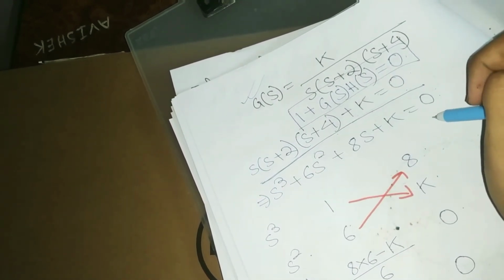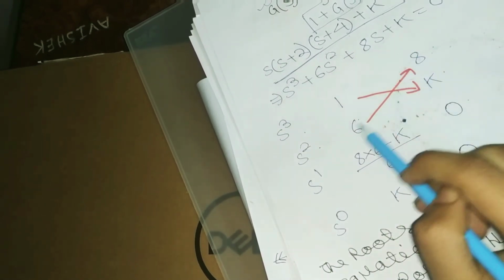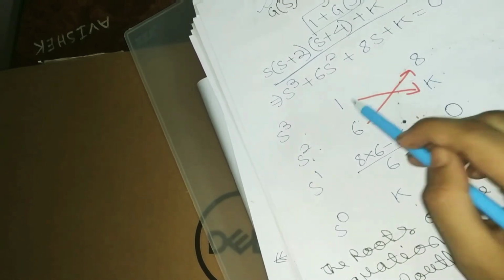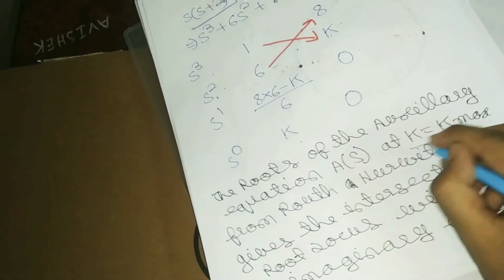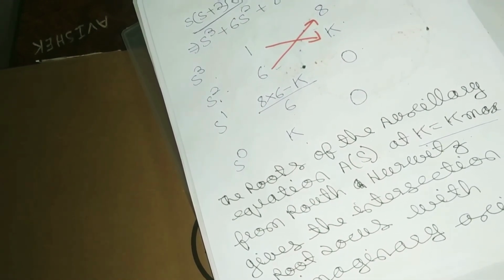Then you have to solve through Routh-Hurwitz. So s cubed: 1, 8; then s squared: 6, K; then s1: this into this minus this into this over 6; then s0: K, 0. The roots of the auxiliary equation at K equals K max from Routh-Hurwitz give the intersection of the root locus with the imaginary axis. Means you have to find the K max. K equals K max will give the intersection of the root locus.